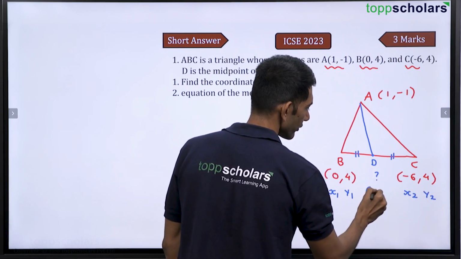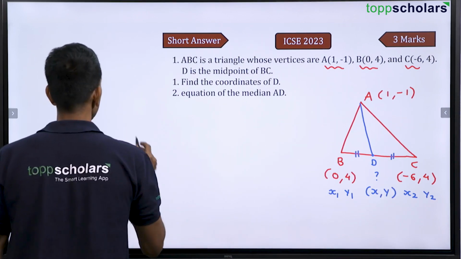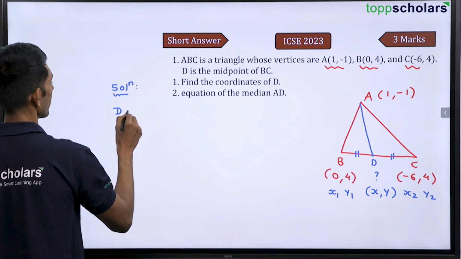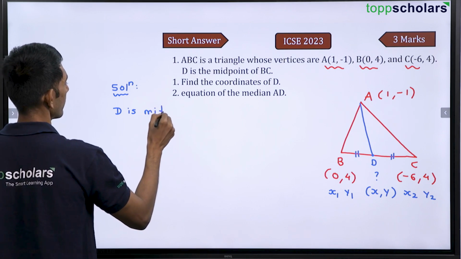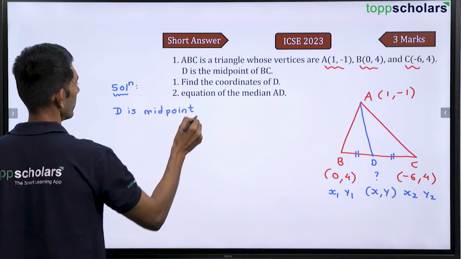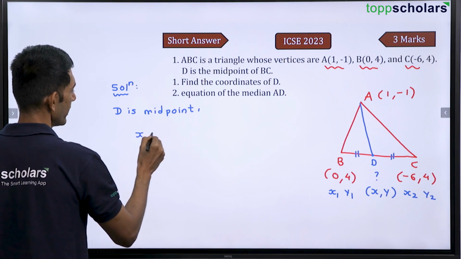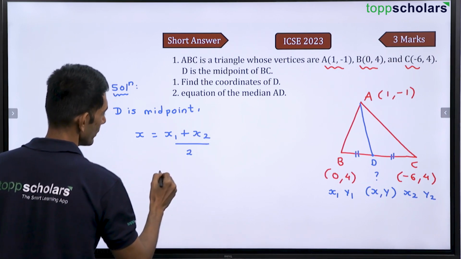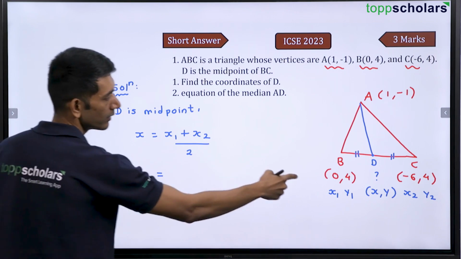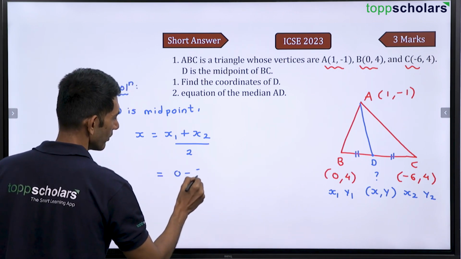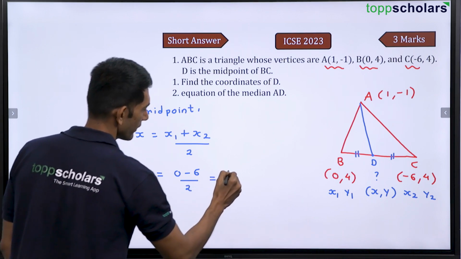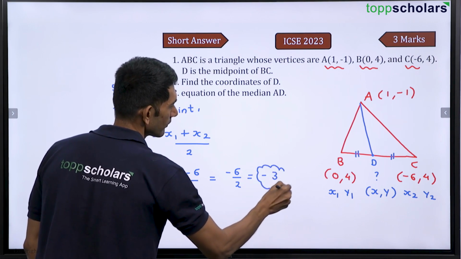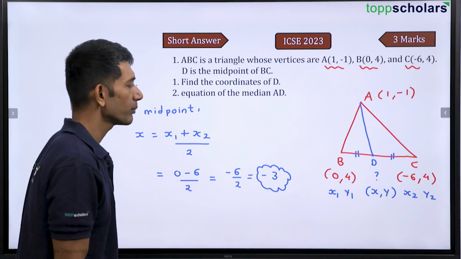and if we consider the coordinates of D as x, y, so D is the midpoint, right? So can I say x will be equal to x1 plus x2 by 2, that is equal to 0 minus 6 by 2, that is equal to minus 6 by 2, which is equal to minus 3. Correct? X is equal to x1 plus x2 by 2.